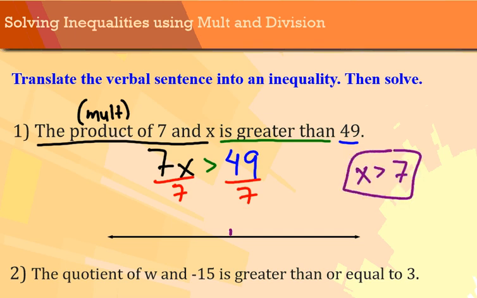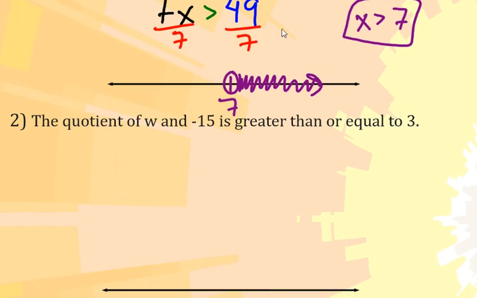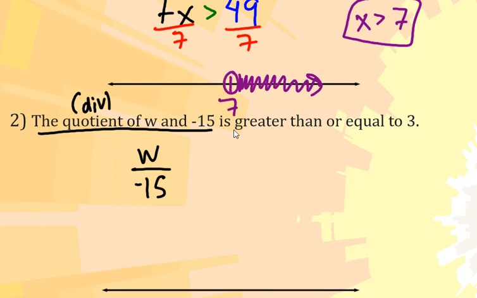To graph it, I put down a mark at 7, and I want all values to the right of 7. For the second one, this is the quotient. Quotient is division. The division of w and -15, so let's write that. W divided by -15 is greater than or equal to 3.